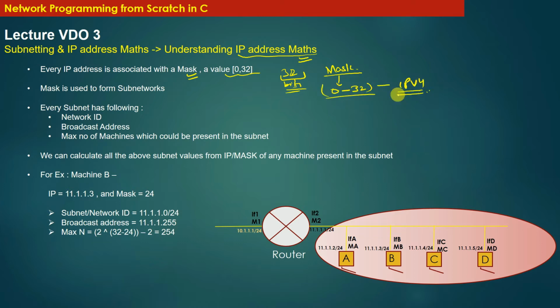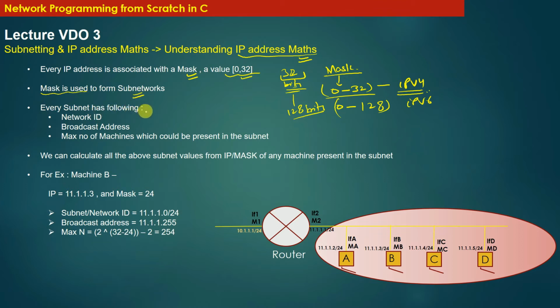addresses. Just to let you know, for IPv6 addresses the mask value is 0 to 128 because the size of IPv6 addresses is 128 bits, right? So every IP address is associated with a mask value which is between 0 and 32. The mask is used to form subnetworks, right?